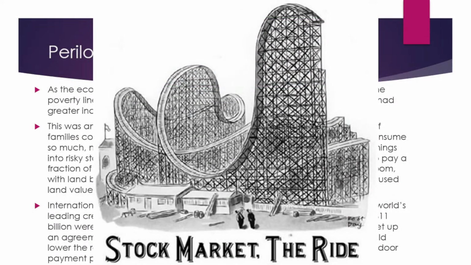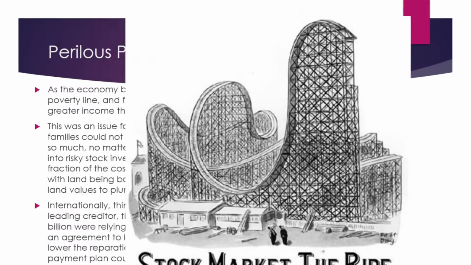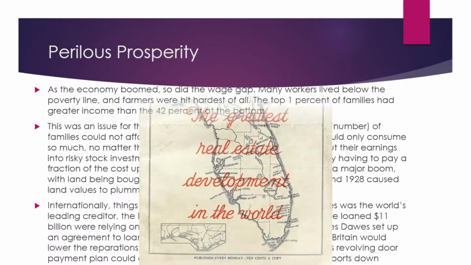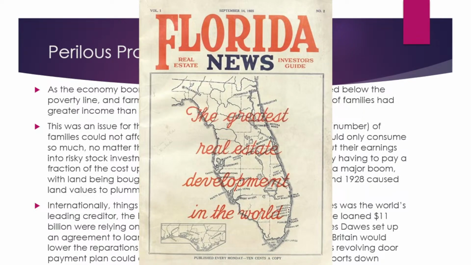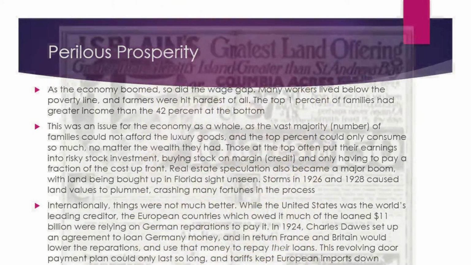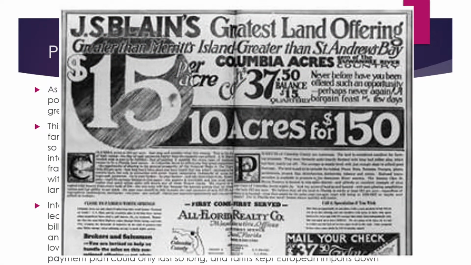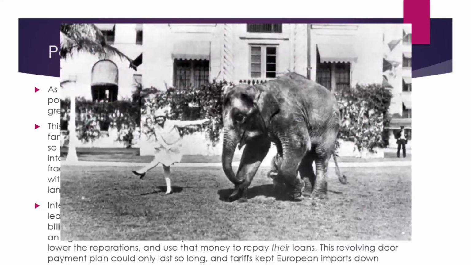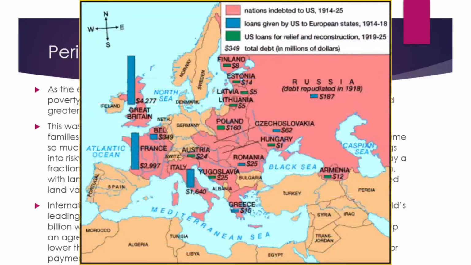Stock market, the ride. Just giving you guys a little bit of a spoiler for what's coming. This one isn't the Onion. This one's real. Florida News, Real Estate Investor's Guide, the greatest real estate development in the world. The state that's mostly swamp. $50 an acre, yada, yada, yada. Here's a lady and an elephant dancing to sell the land, I guess. I don't know.